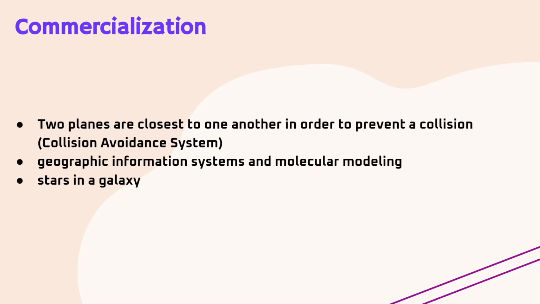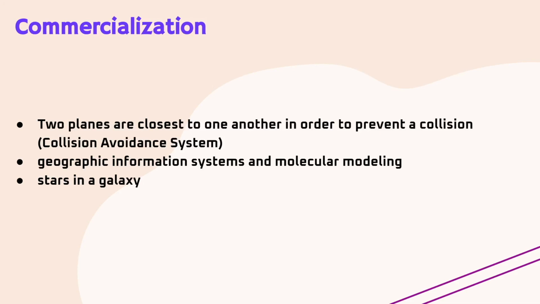Now let's see how we can commercialize our project. The closest pair of points problem arises frequently in many domains. Anytime you want to know the closest 2 objects in a group, this algorithm can be used. Such objects could correspond to stars in a galaxy. Nowadays, on average, there are 176,000 commercial flights per day.